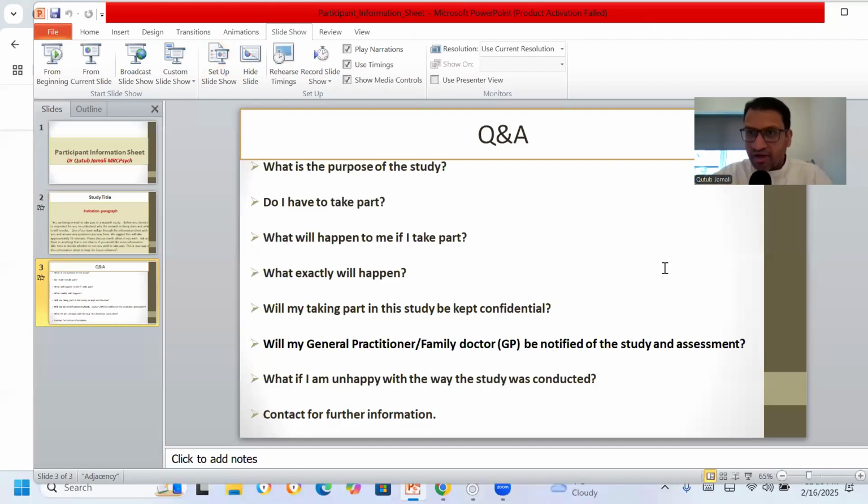So these are the basic points which are very important to be mindful of when you're drafting the participant information sheet.